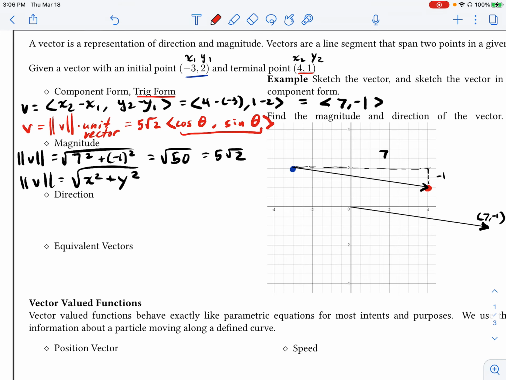Now, the thing that's missing then is I need to know what my angle theta is. What is my direction angle, if you will? So that's describing this angle here. That's my angle theta. Well, just look at what I've drawn out there. How would we find that angle?